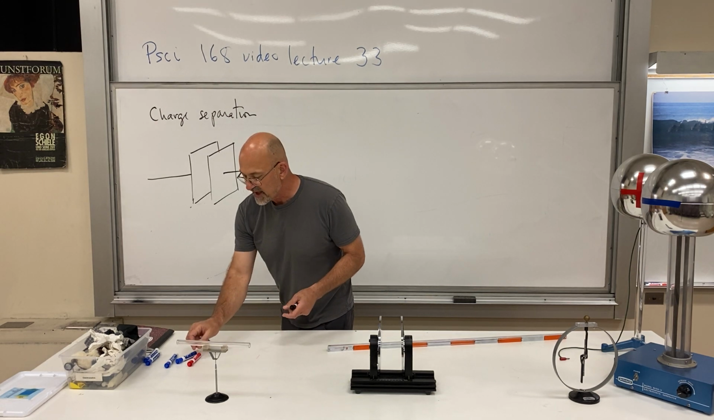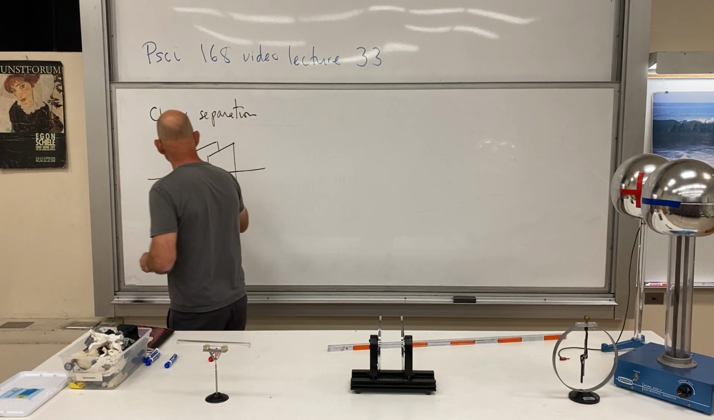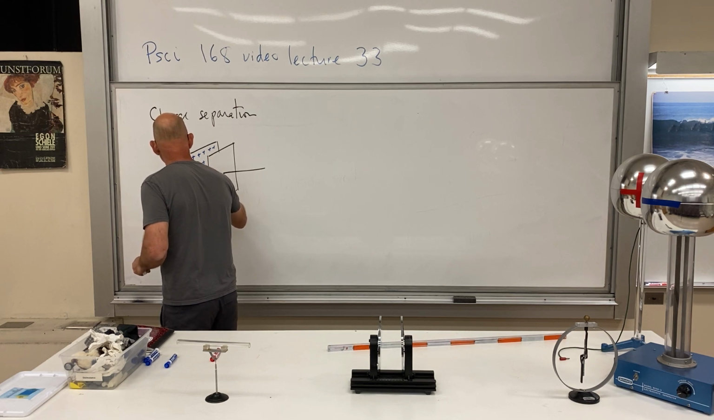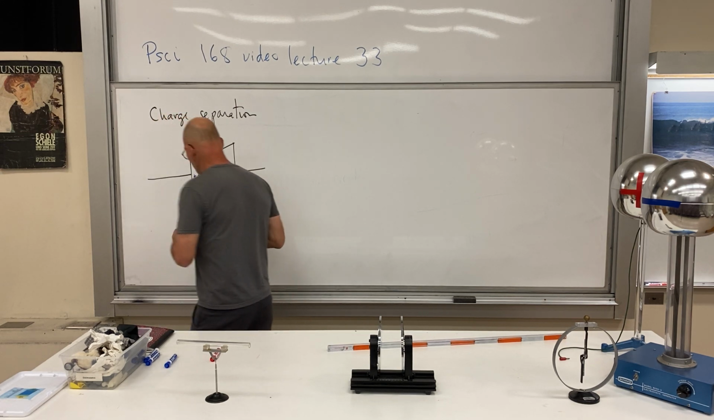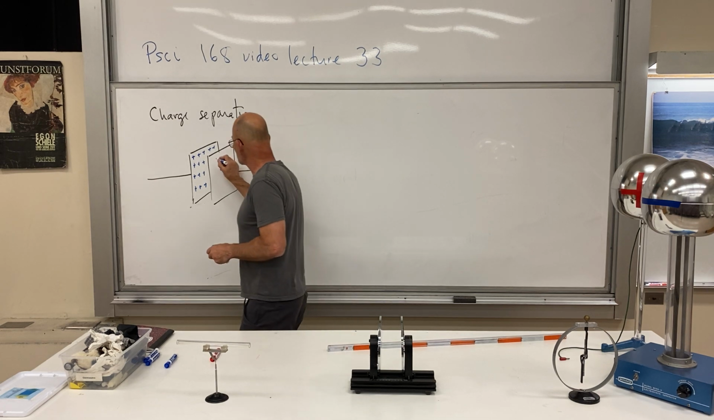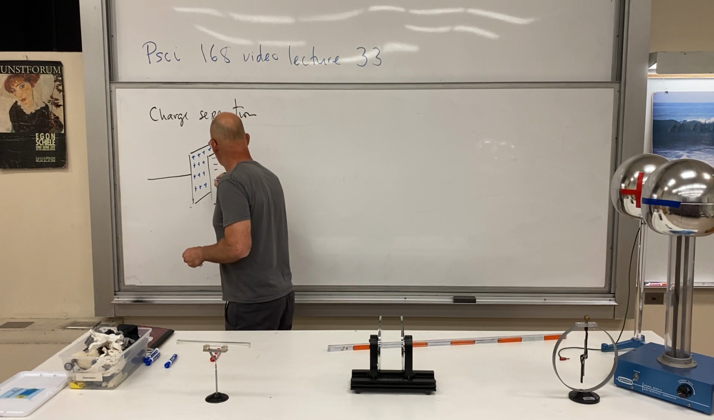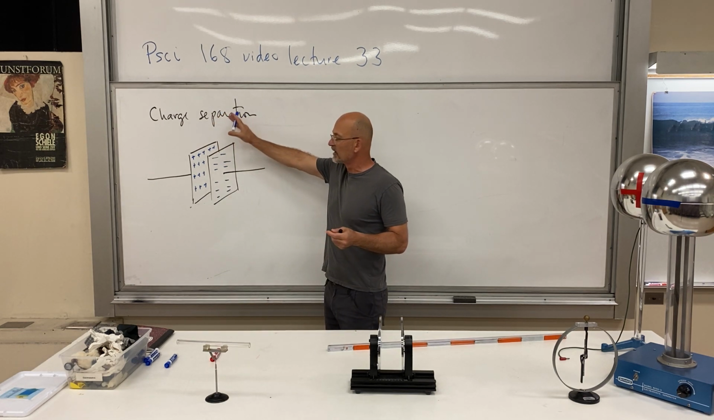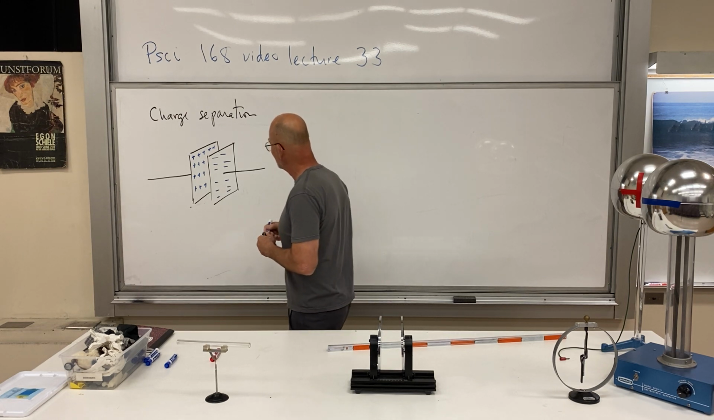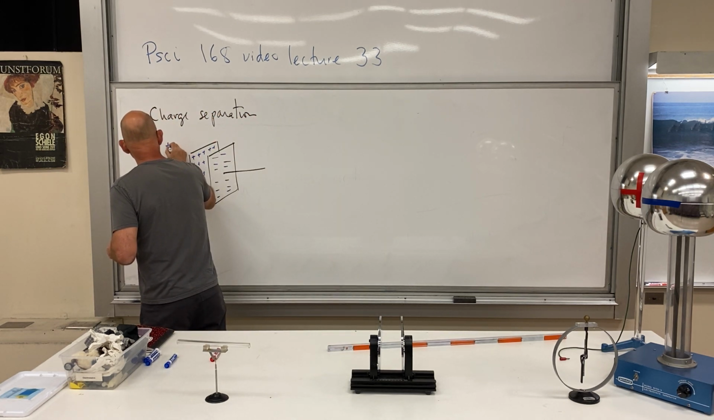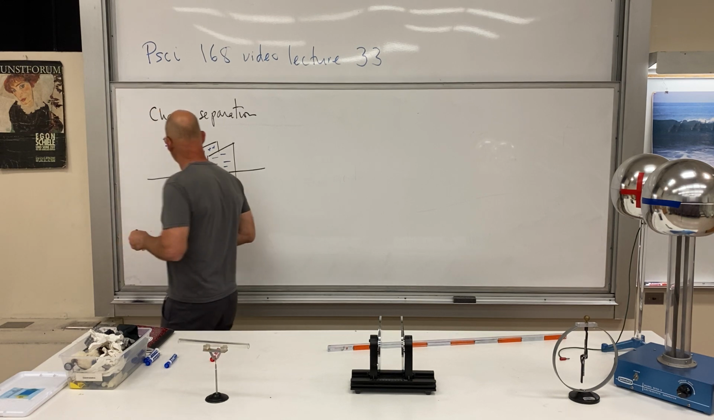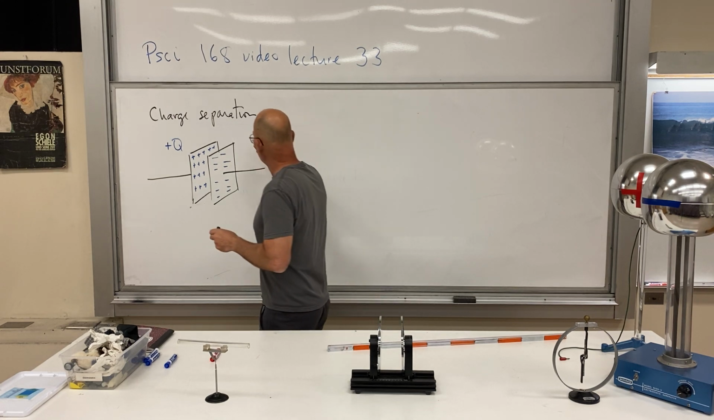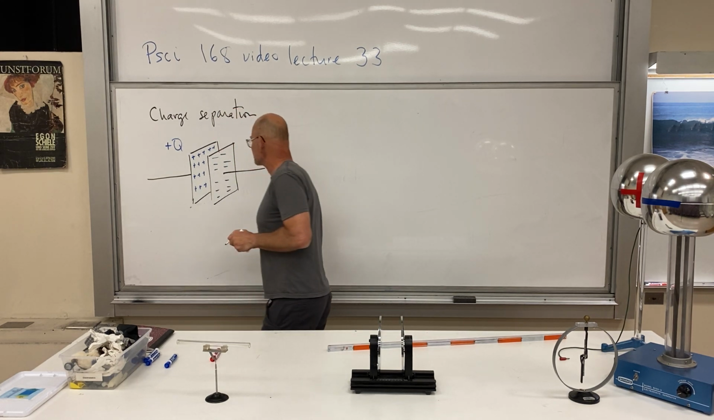Let's go ahead and imagine we have a bunch of positive charge. I'll put little pluses here. We have positive charge on one side and negative charge on the other. Okay. Positive on one side, negative on the other. Therefore, charge has been separated. So we could say on this side we have plus Q. So we're using the letter Q for charge. We've used it for heat in the past, but now it's charge. And on this side we have minus Q.